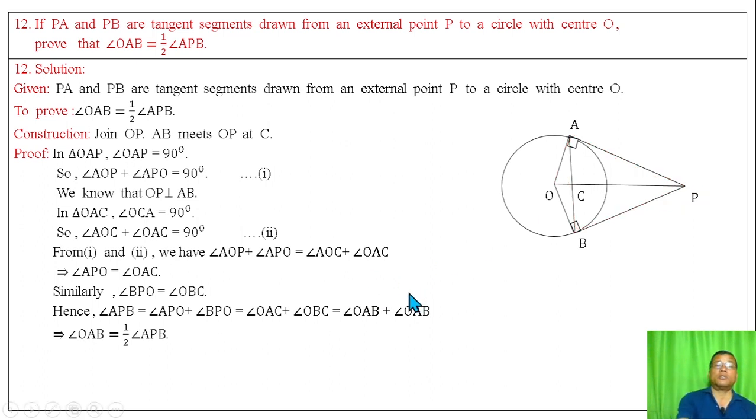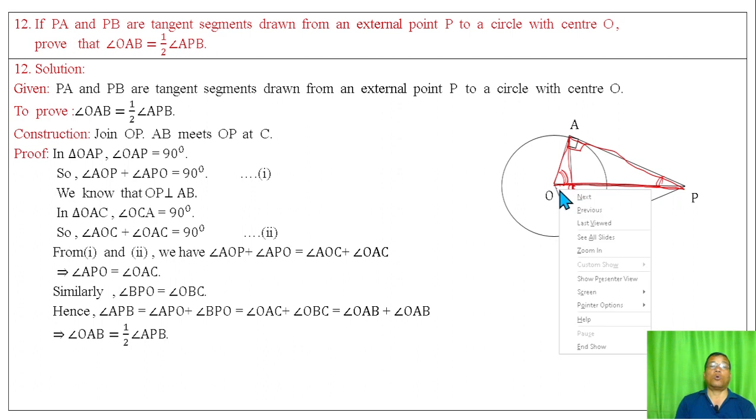Join OP, as in this picture. In triangle OAP, this angle OAP is 90 degrees. So the sum of these angles AOP plus APO must be 90 degrees. We know that OP is perpendicular to AB.